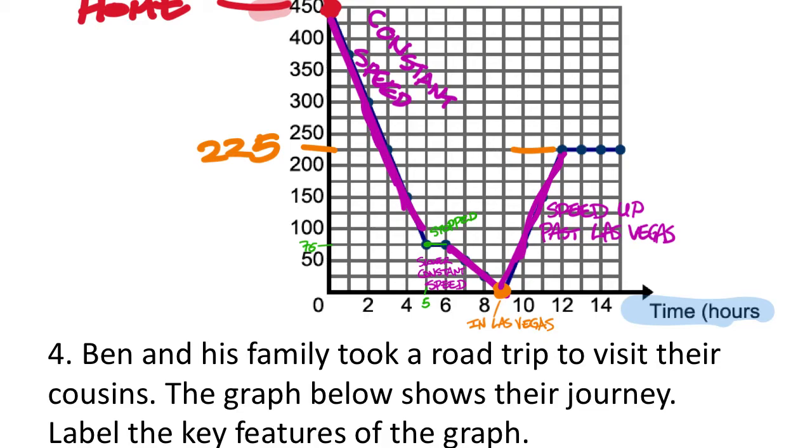Now, I'm not too familiar with Vegas and going past it, but I think that's around Los Angeles. I could be wrong about that. I suppose I also don't care. But in any case, right here, they stop again, right at this blue point. How do we know they stop? Because it's a flat line. Okay. So for me, I'm going to make the assumption that this is where they arrived at the cousins'.